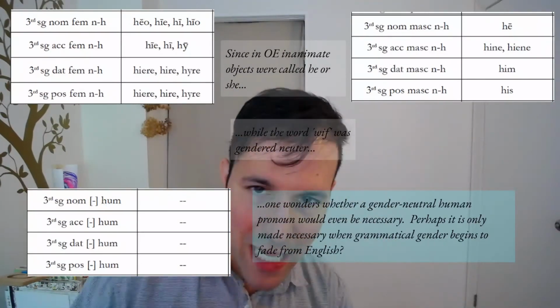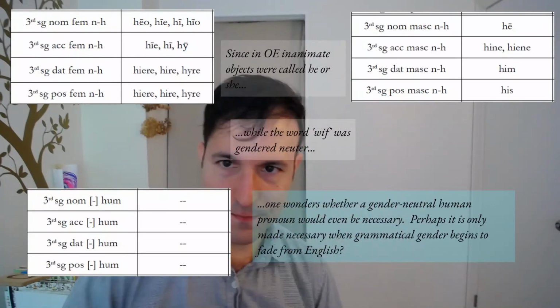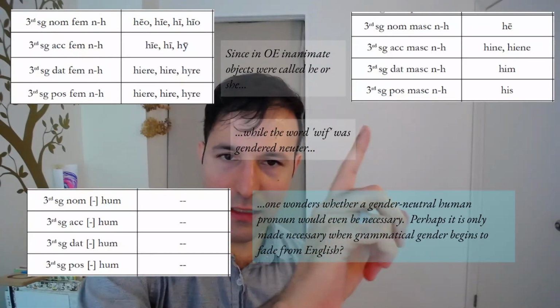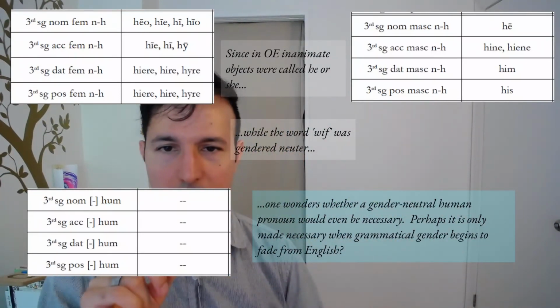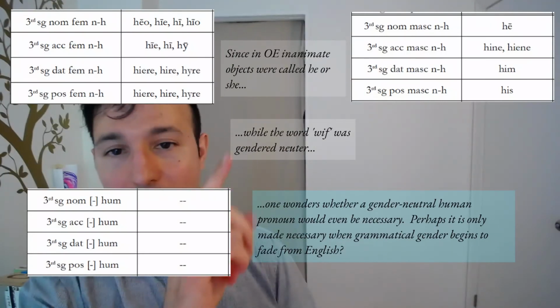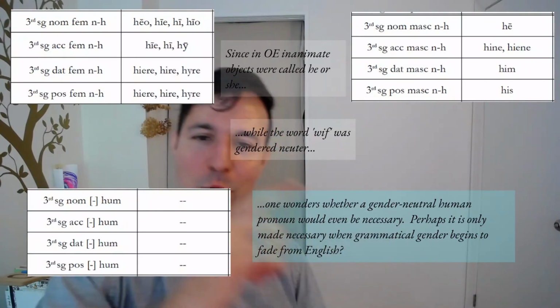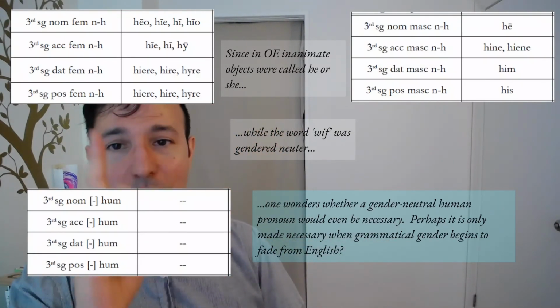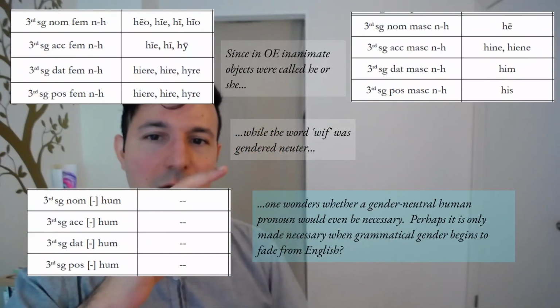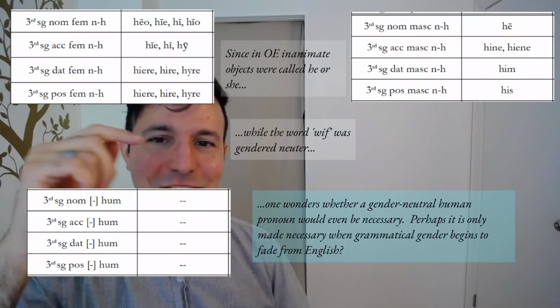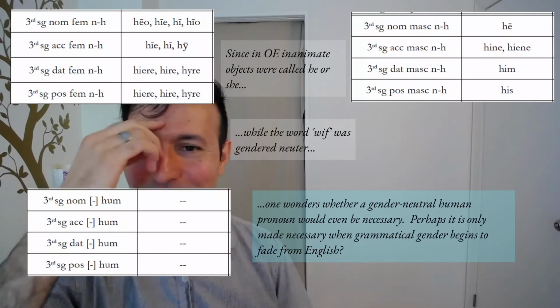Since in Old English inanimate objects were called he or she, right? We have the feminine and masculine non-human objects. While you have the word wife, the word wife was actually a neuter noun. So if you were to replace the word wife with a pronoun, you might get a non-gendered, non-human pronoun. It's very confusing.